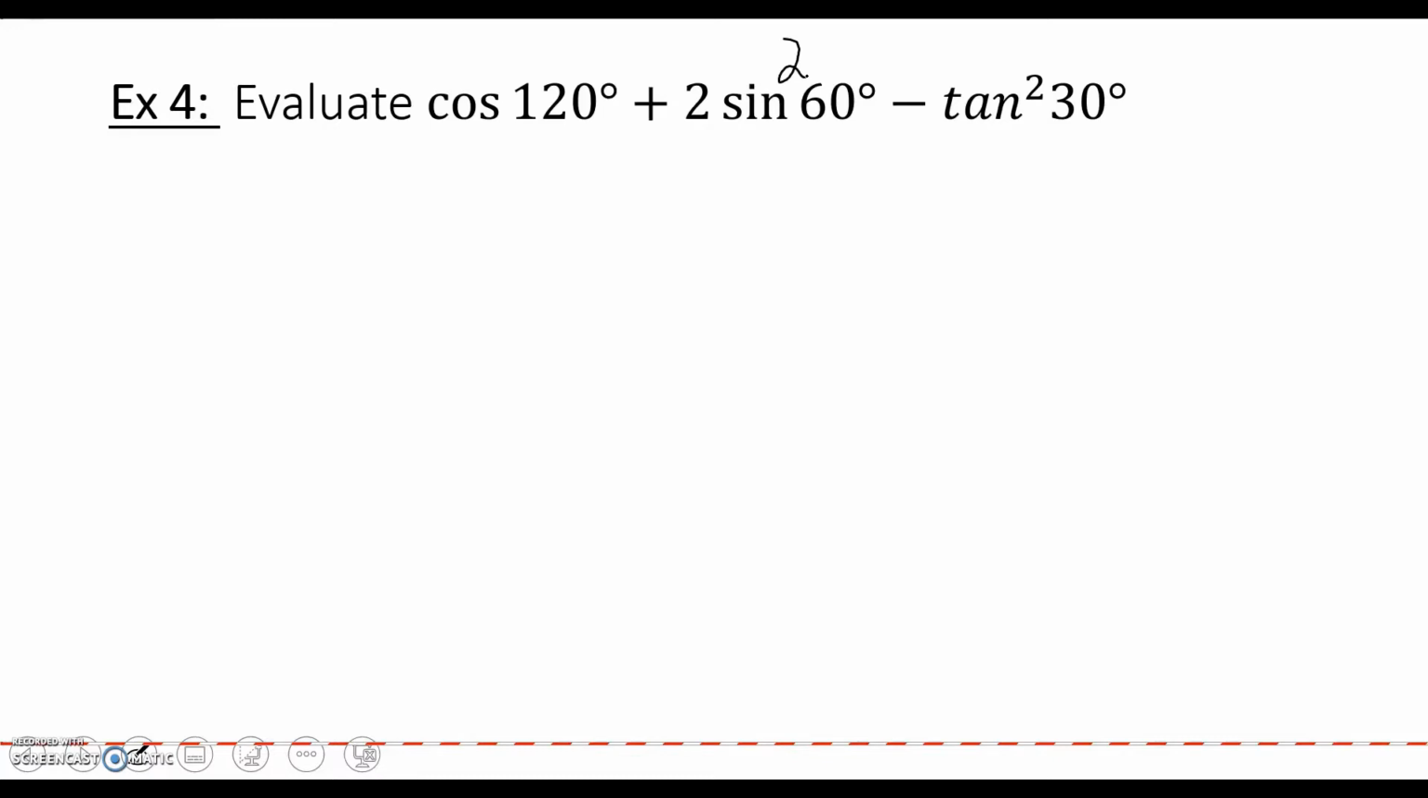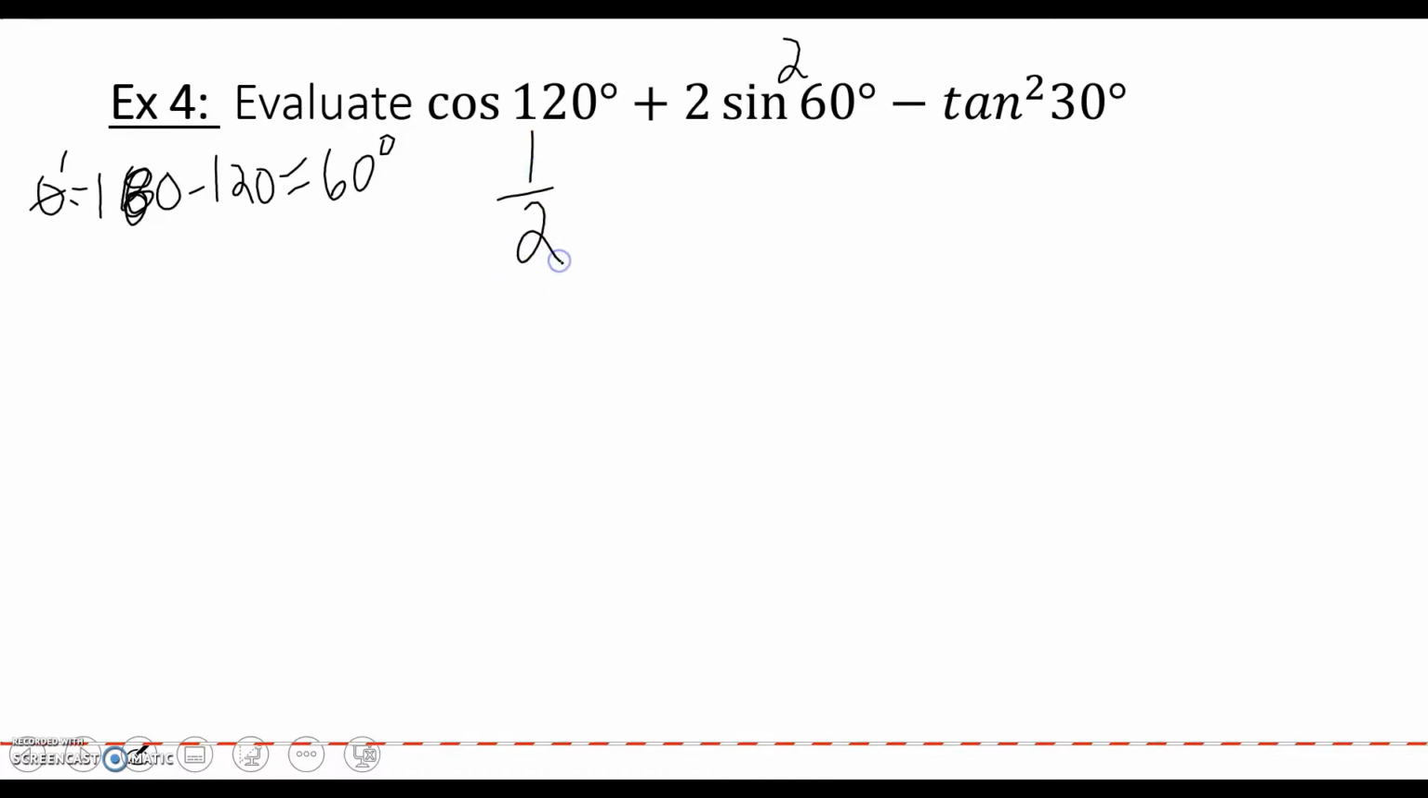And what we want to do is evaluate this. So we first have to find the cosine of 120. 120 degrees is in the second quadrant. So to find a reference angle, you would do 180 minus 120, which is 60 degrees. And you would find the cosine of 60. The cosine of 60 degrees is 1/2. And so it would be 1/2.